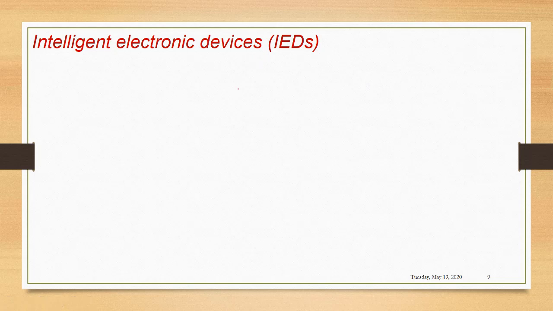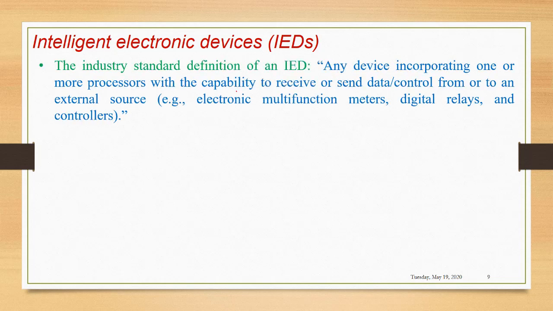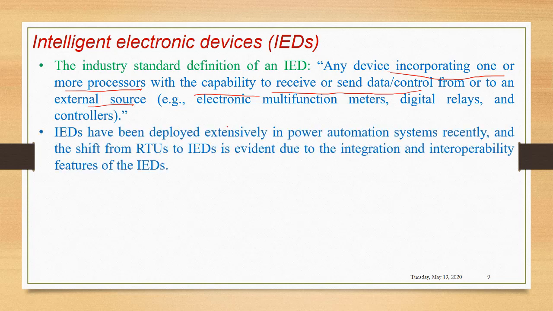Now we'll see the intelligent electronic devices, how they are replacing the RTUs. First, the industry standard definition of an IED. The definition says that it is any device incorporating one or more processors with the capability to receive or send data or control from or to an external source, for example, electronic multifunction meters, digital relays and controllers, etc. So this is the definition of IED.